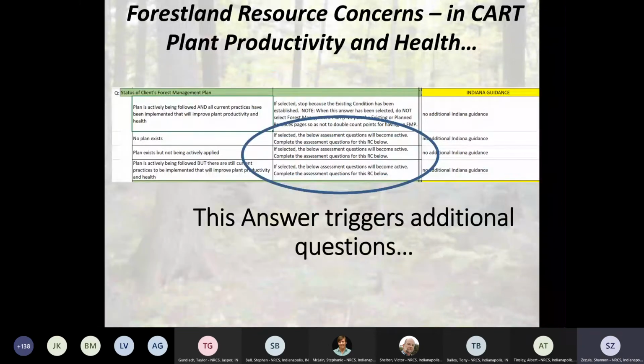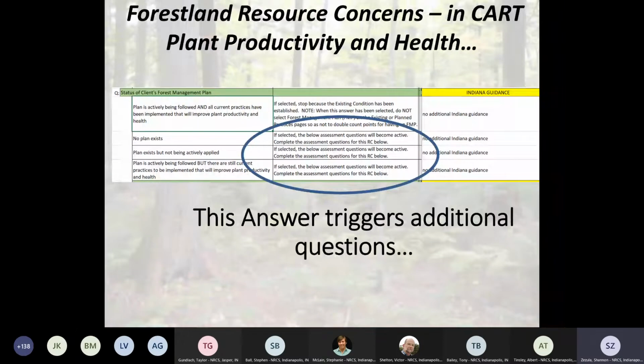Moving on, the next question for plant productivity and health that's going to come up is asking about the client's forest management plan. This is one of those areas where we feel that national guidance is fairly self-explanatory, so we didn't provide additional Indiana guidance. If by chance you dive into any of these questions and it just makes no sense, or we didn't provide sufficient guidance to you, reach out to your resource management specialist and us at the state office, and we'll make sure to put that in as an update to this tool here.